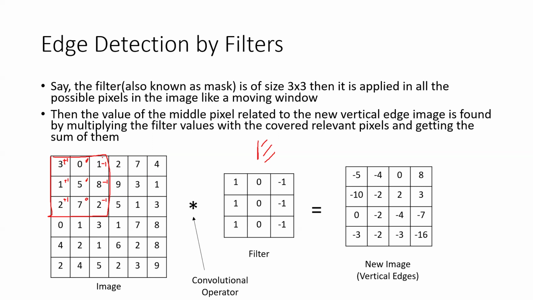So what we do is put this filter on this image starting from this location, and then we multiply 3 with 1. 3 times 1, 3, plus 0 times 0, 0, plus 1 times -1, -1, plus 1 times 1, 1, 5 times 0, 0, plus 8 times -1, -8, plus 2 times 1, 2, 7 times 0, 0, and 2 times -1, -2.